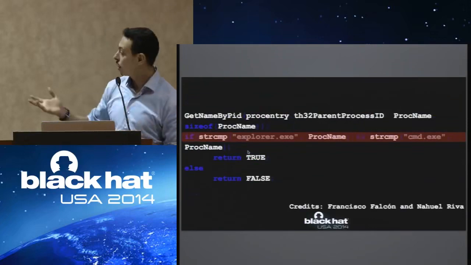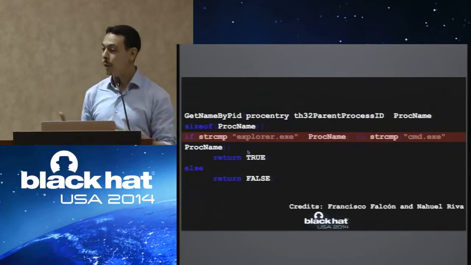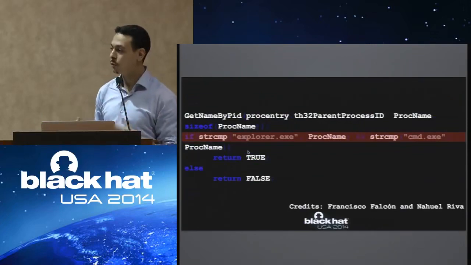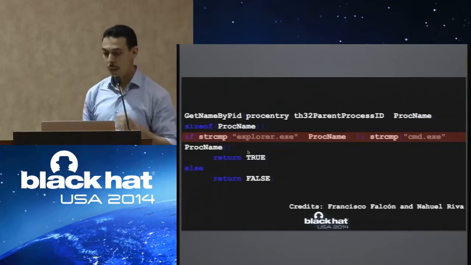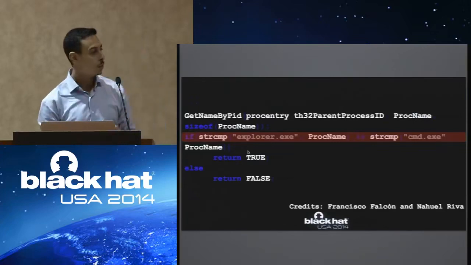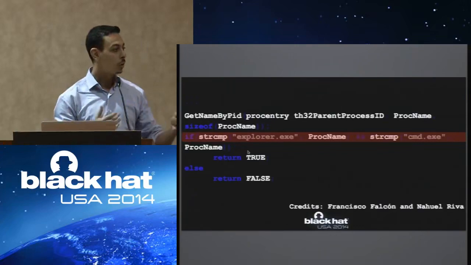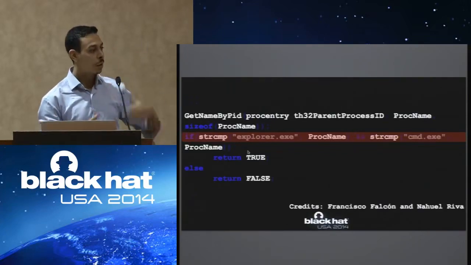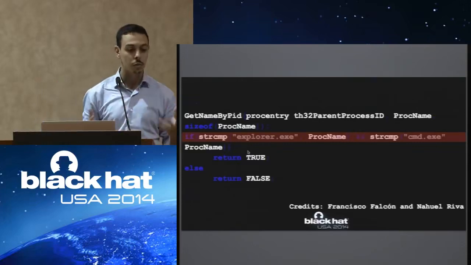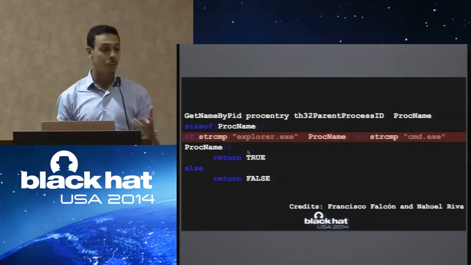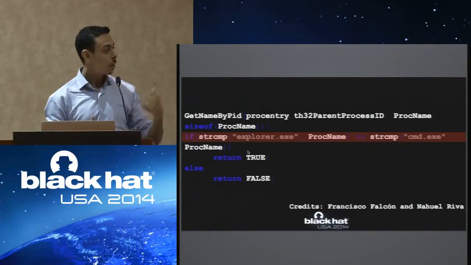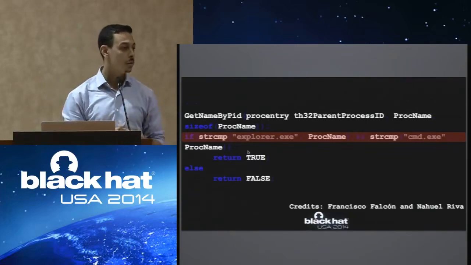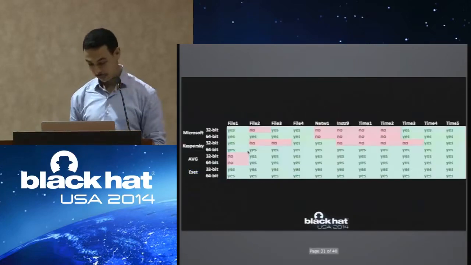Okay. The final category is instrumentation, and this is based on work that has been done by 2 researchers, Francisco Falcon and Nahuel Riva, who came up with several checks to detect dynamic binary instrumentation. A few of these checks are very specific to the Intel Pin framework, but others are very generic. This is an example of a check that will retrieve the parent process name and compare it with cmd.exe and explorer.exe, which should be the case for our malware. If it doesn't match, then again, we are potentially running inside an emulated environment.